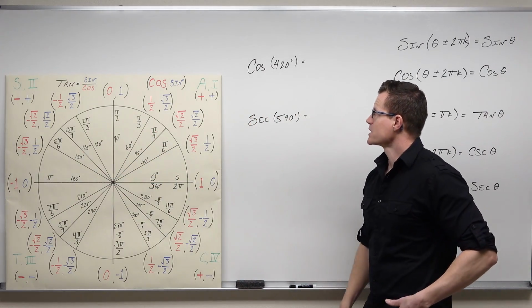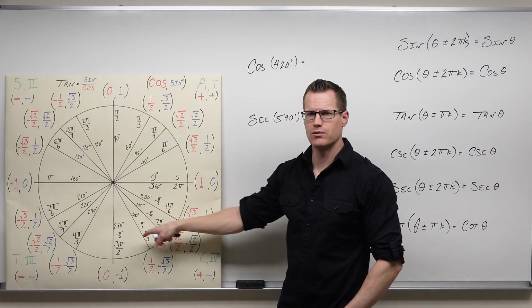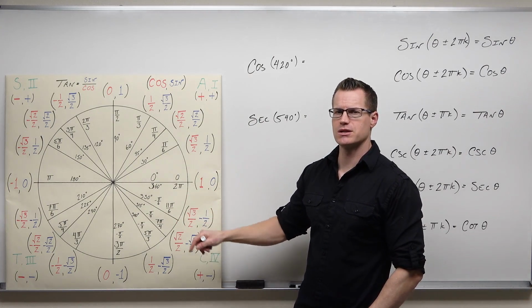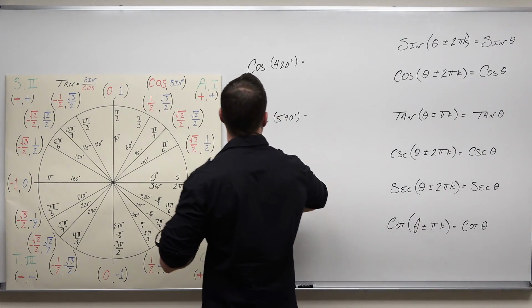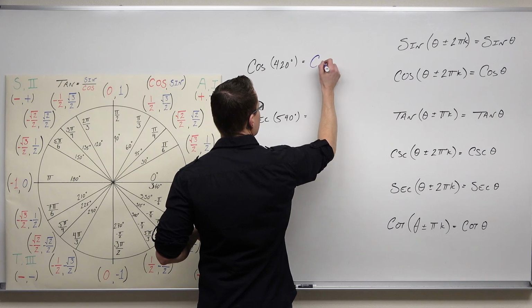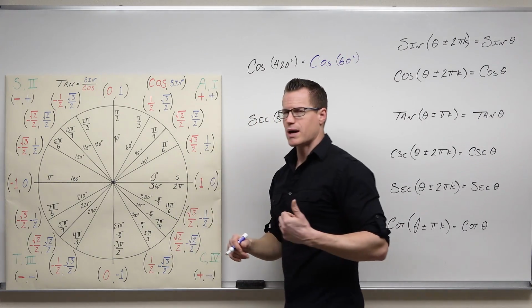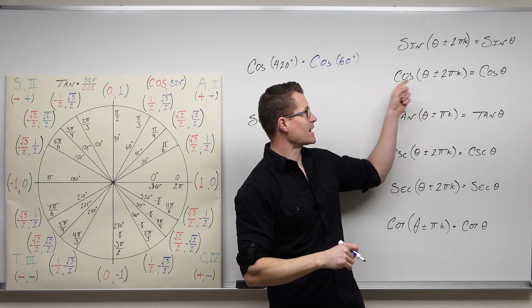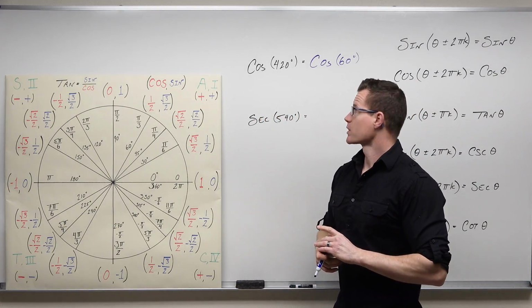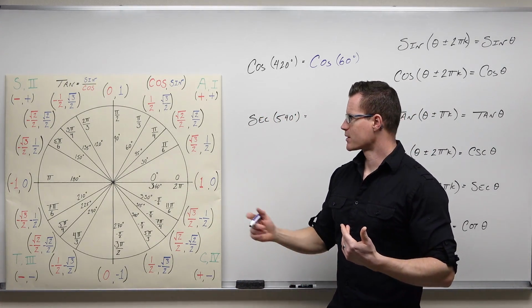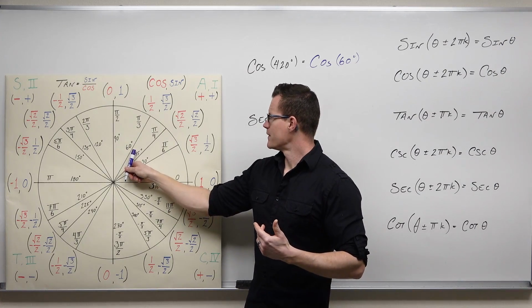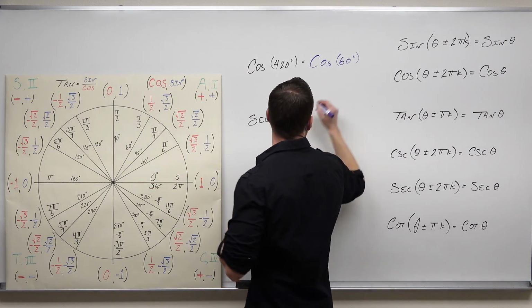So take a look at cosine 420. Well, that's way more than 1 full rotation. So let's subtract 360 degrees and see where we land. If we subtract 360 degrees, that's exactly the same, then we're going to get cosine of 60 degrees. Now, cosine of 60 degrees is really easy to find. That's going to be 1/2.